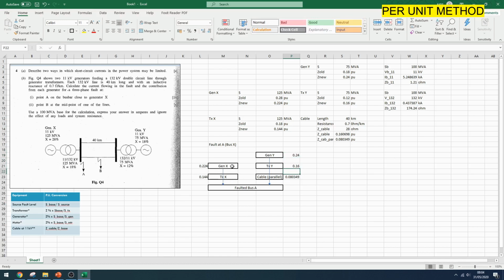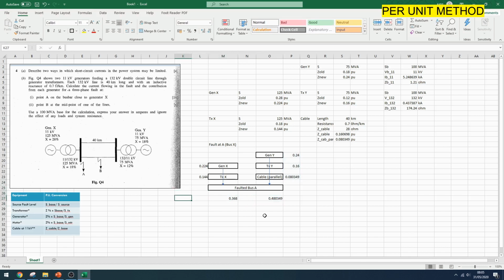For the ones in series, we just add up, and since these two are in parallel, we will sum them up. So we'll do the simplification first. Once you add up, you will get what? 0.24. You have this one plus this one. This one is a summation of these three components. So this is the value that you get.